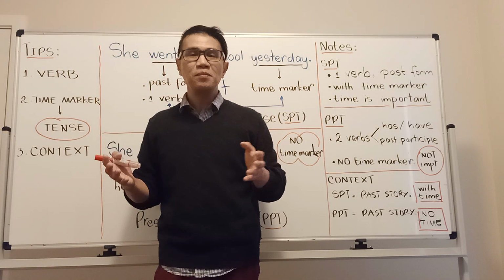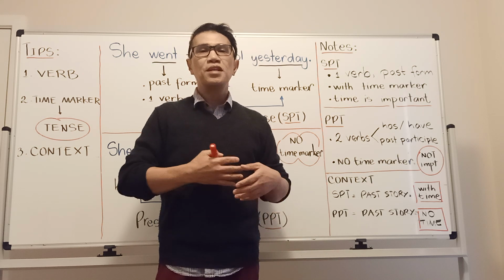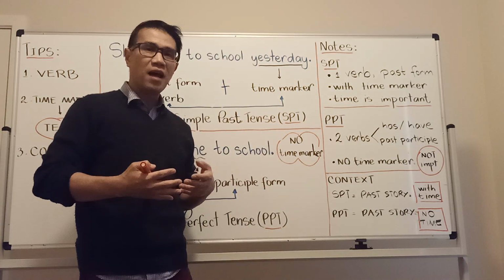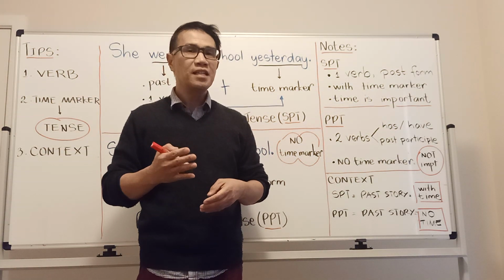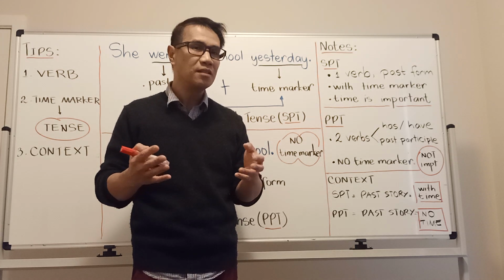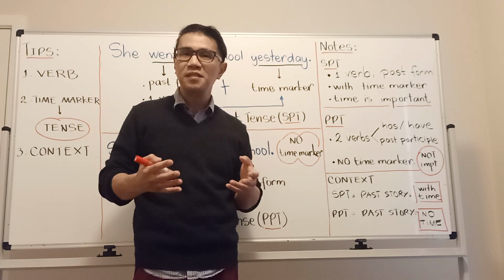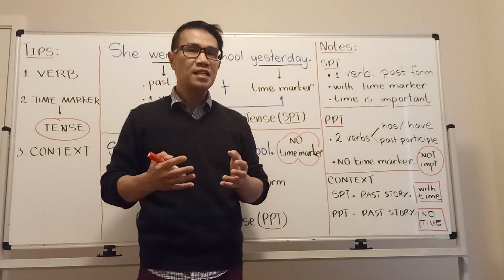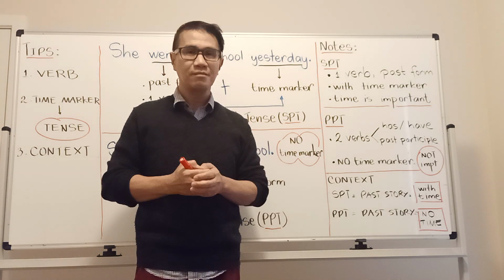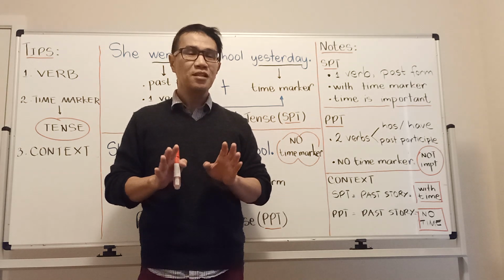So what is the difference between simple past tense and present perfect tense? If you tell a story to your friend in the simple past tense, your friend is interested in the time. When did it happen? If you tell a story to your friend in the present perfect tense, your friend is interested in the action. What have you done? So you choose. After all, life is a choice.